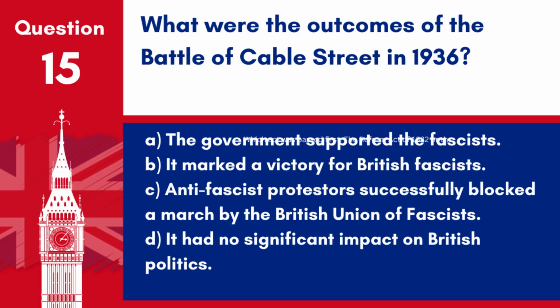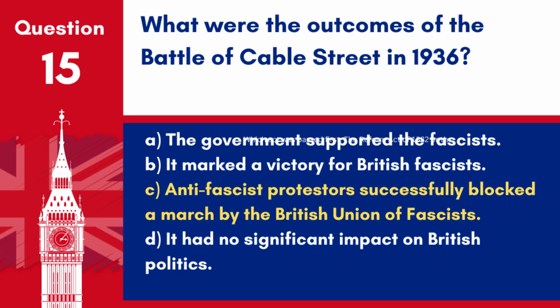Question 15. What were the outcomes of the Battle of Cable Street in 1936? A. The government supported the fascists. B. It marked a victory for British fascists. C. Anti-fascist protesters successfully blocked a march by the British Union of Fascists. D. It had no significant impact on British politics.